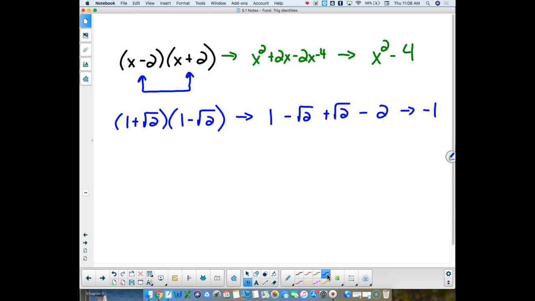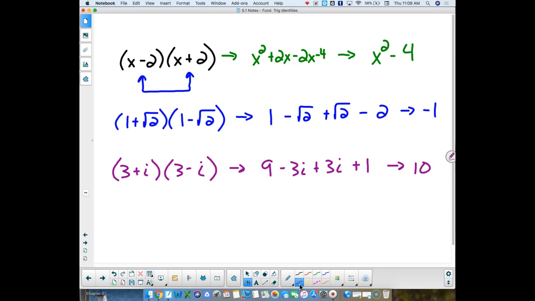Or maybe you remember it from when we were doing 3 plus i and 3 minus i. We get 9 minus 3i plus 3i minus i squared, which is minus negative 1. So this just becomes 10.